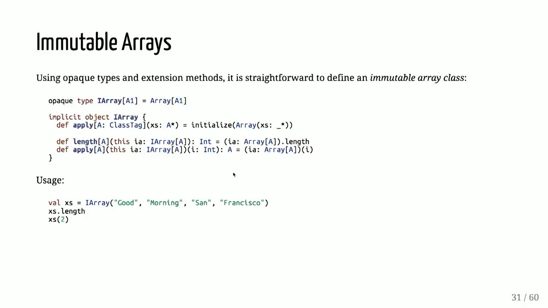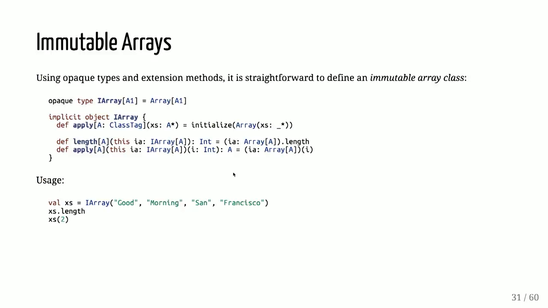And then what operations do we add to IArray? They again go into the implicit object. Well, we would have length, like for a normal array, and apply, so indexing, like for a normal array, but no update, because the array is immutable. So essentially, we take length and apply from the normal arrays, and we drop update. And here's the definition. There's nothing very amazing about it.